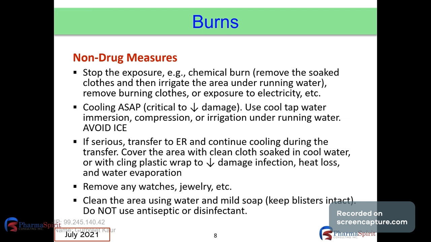And cooling is very, very important. Why? Because it reduces the severity of the injury, the inflammation, and the pain.